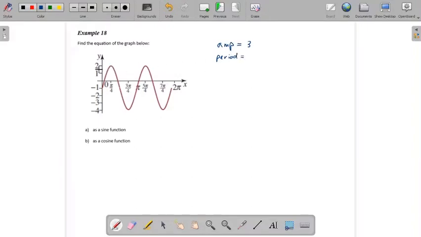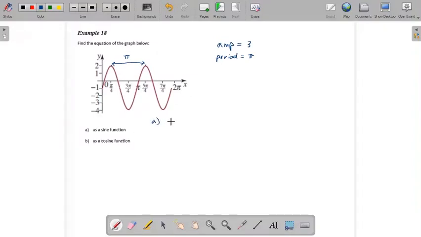The period, let's have a look at that. Now, if we look at this particular graph, it's not particularly well drawn. It's a little bit deceiving in terms of start and finishing point. But if we have a look at the maximums, the distance between the peaks, then we can see quite easily what the period is. We're going from pi on 4 to 5 pi on 4, which is pi. So that means our period is pi. All right, so we've got our amplitude, we've got our period.